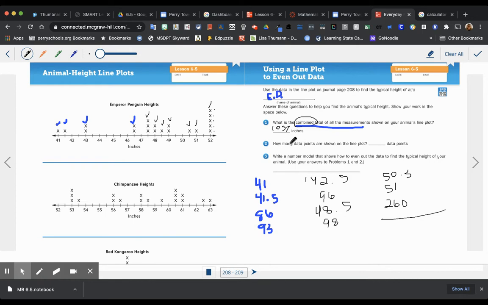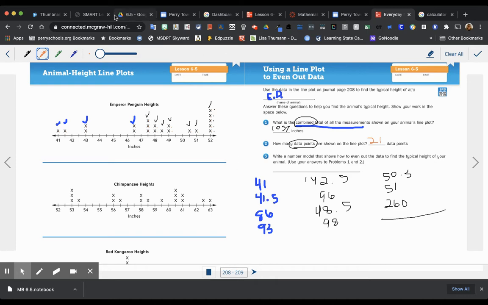Now we're going to look at number 2. It says, how many data points are there shown in the line plot? So that's where we're going to count all of our X's. So we see 1, 2, 3, 4, 5, 6, 7, 8, 9, 10, 11, 12, 13, 14, 15, 16, 17, 18, 19, 20, 21. I know we counted that earlier, but we just want to double check. 21 data points. So we are going to have a number model here.